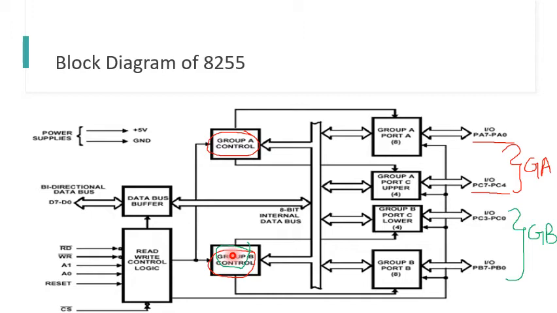Controls of Group A and Group B, represented by the control blocks Group A control and Group B control together, make up the control port. This port is used to specify the modes of operation and is manipulated by the microprocessor by writing a control word. Hence, these two blocks are connected by the data bus in the diagram.